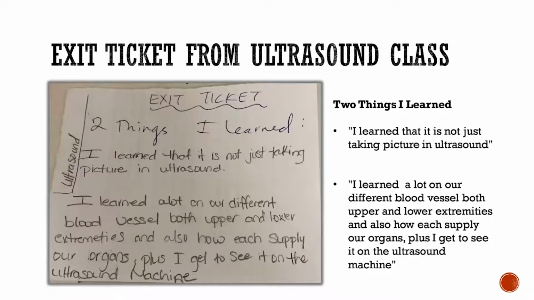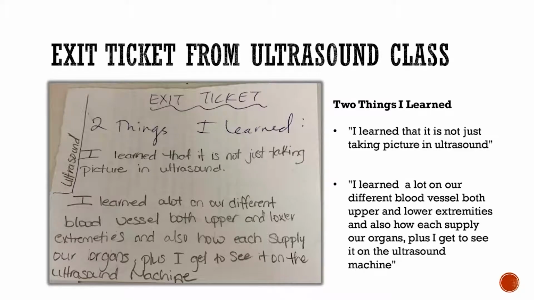2 things that I've learned. She wrote, I learned that it's not just taking a picture in ultrasound. I learned a lot on our different blood vessels, both upper and lower extremities, and also how each supply our organs. Plus, I get to see it on the ultrasound machine. So there's a lot in there. There's the different blood vessels and the different extremities, the 2 extremities, and how it supplies blood to the organs, and being able to see it on the ultrasound machine. So these are 2 practical things that she's learned.